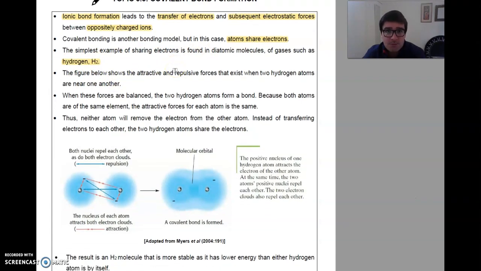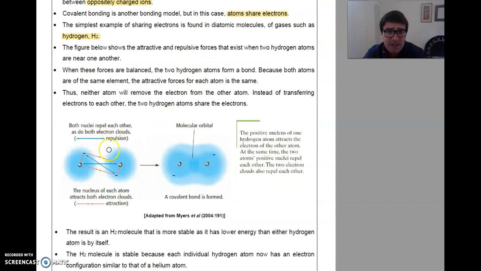Okay, so what we have here in this figure down below is our 2 hydrogen atoms. And you will see that there are blue and red arrows. The red arrows indicate attractive forces, whilst the blue ones indicate repulsive forces. Now, it's really important that you understand that we have both attractive and repulsive forces, but one of them can dominate for a certain part of the bond formation. When the atoms are far apart and moving closer together, it's the attractive forces that are dominating.